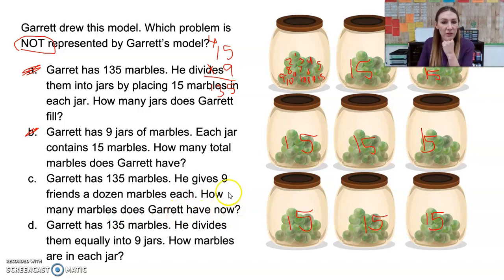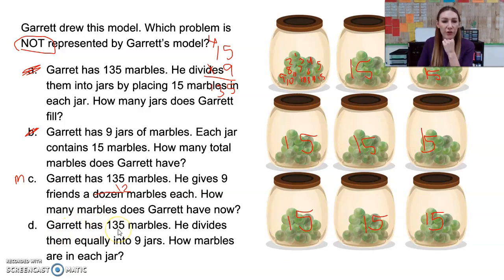Well, this I don't think, so a dozen is 12. So if he gives 9 friends, I have 9 jars, and then he gives each friend 12, but that's not what's being represented in this picture. It looks like there's 15. So maybe if it said if he gave his friends 15 marbles, so I'm going to mark that as a maybe because I'm not so sure that's going to work. Let's check letter D just to be sure.